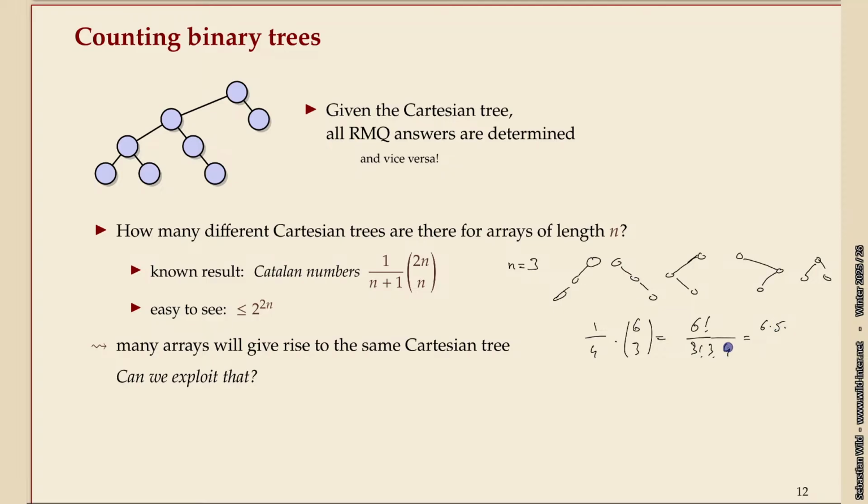The rest is cancelled with the 4 and one of the 3 factorials. And then there's another 3 factorial, which nicely works out to 6. So the answer is 5. Okay.